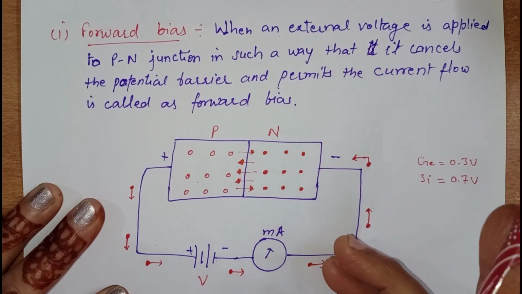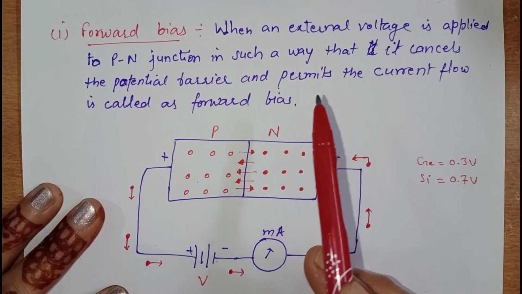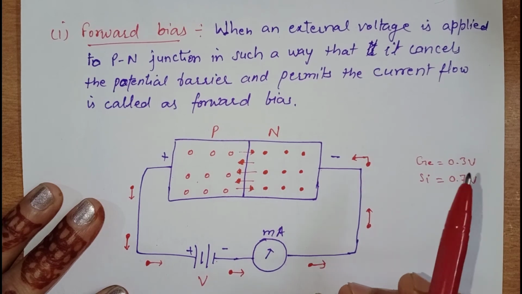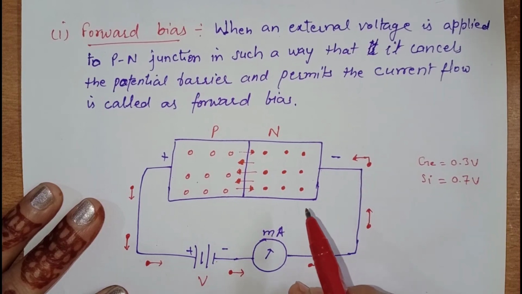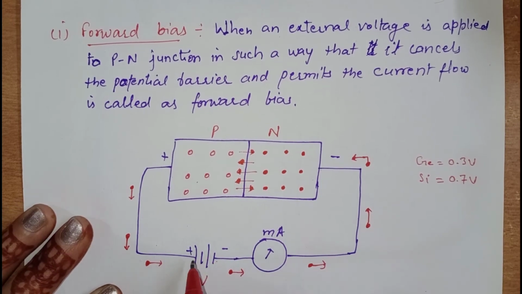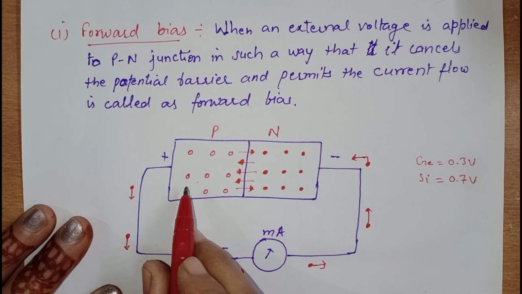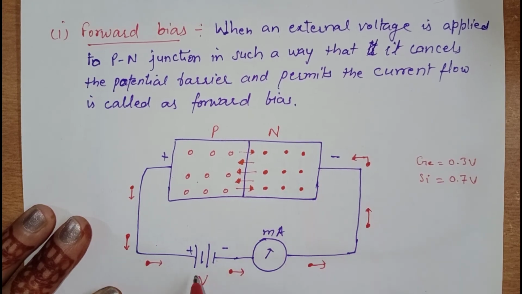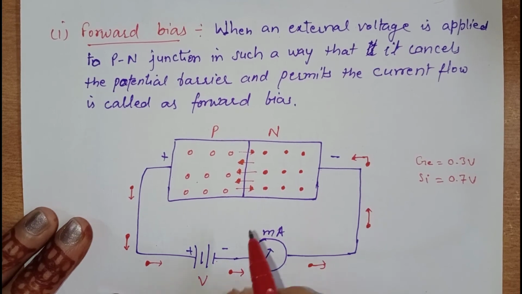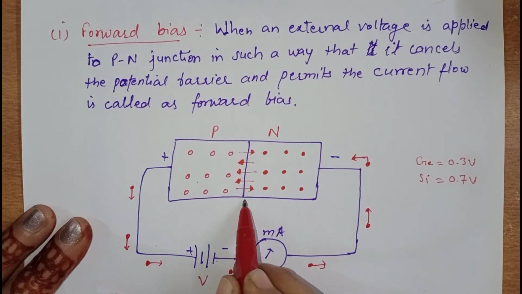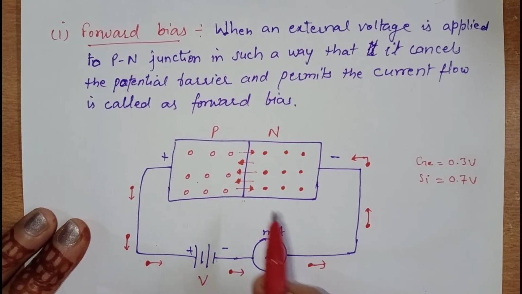When an external voltage is applied to a PN junction in such a way that it cancels the potential barrier and permits the current to flow, it is called forward biasing. To apply a forward bias, we connect the positive terminal of the battery to the P side and the negative terminal of the battery to the N side. Now this applied forward potential will establish an electric field in such a direction that it cancels the potential barrier.